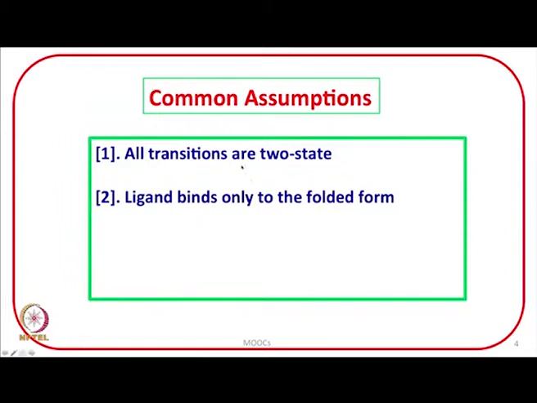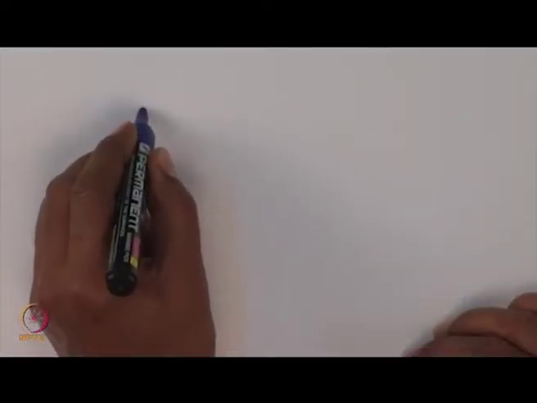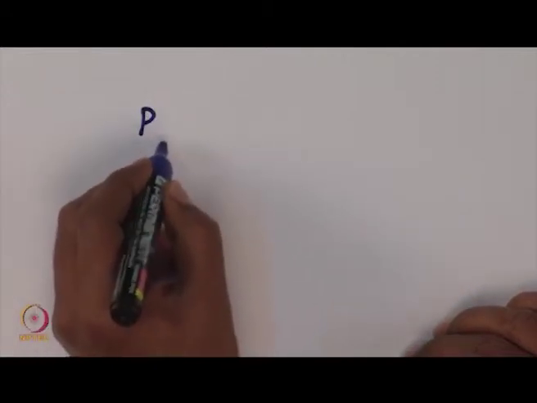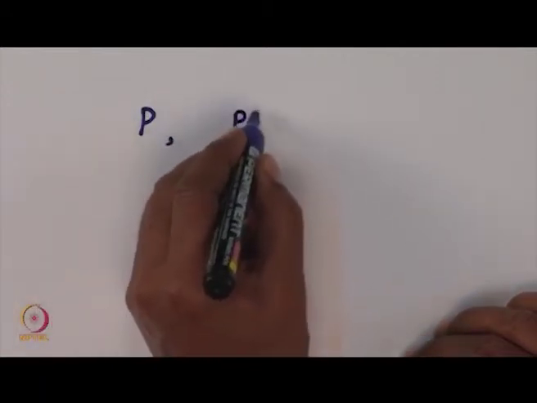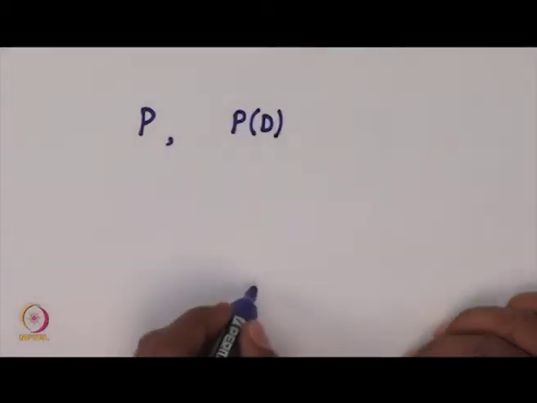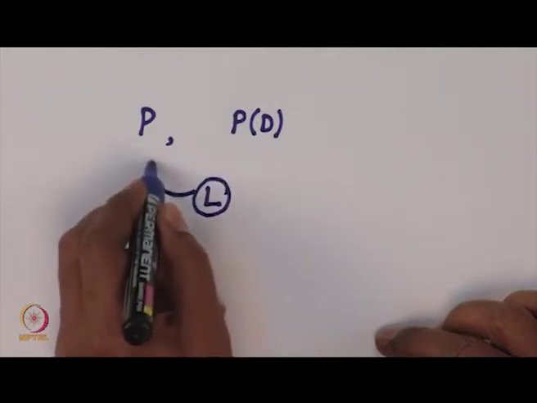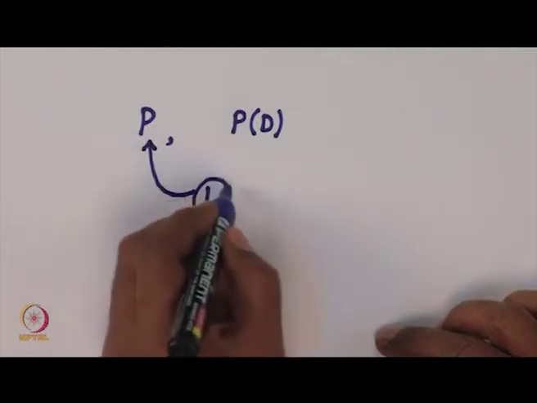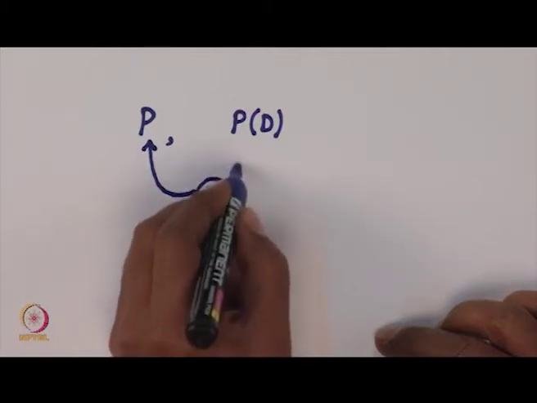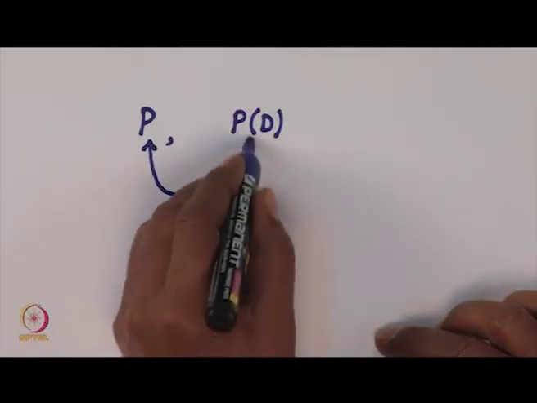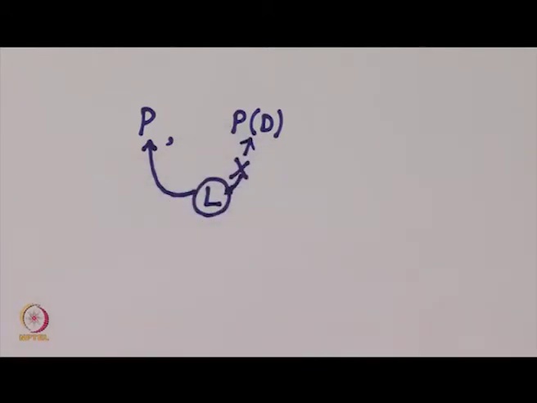The second assumption that we will make is that a ligand binds only to the folded form. In other words, if I have P native and P denatured in the mixture and I add a ligand, the ligand has affinity only with the native form and it does not bind with the denatured form. That is the assumption.